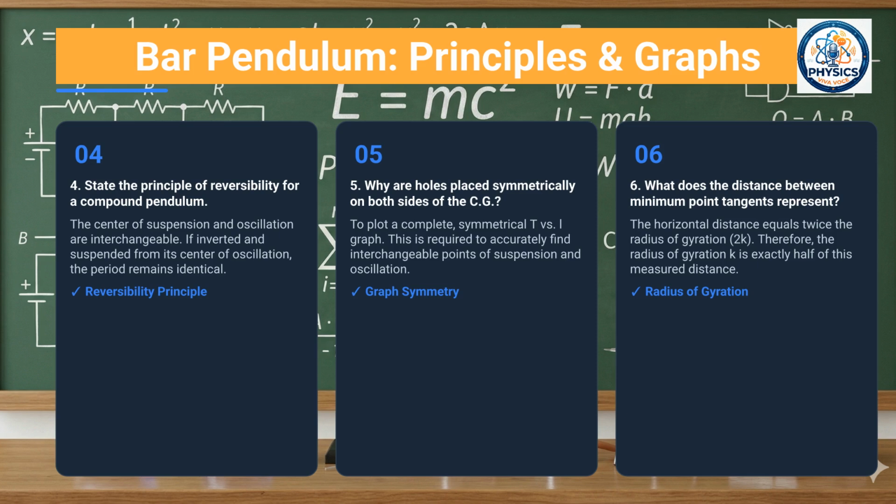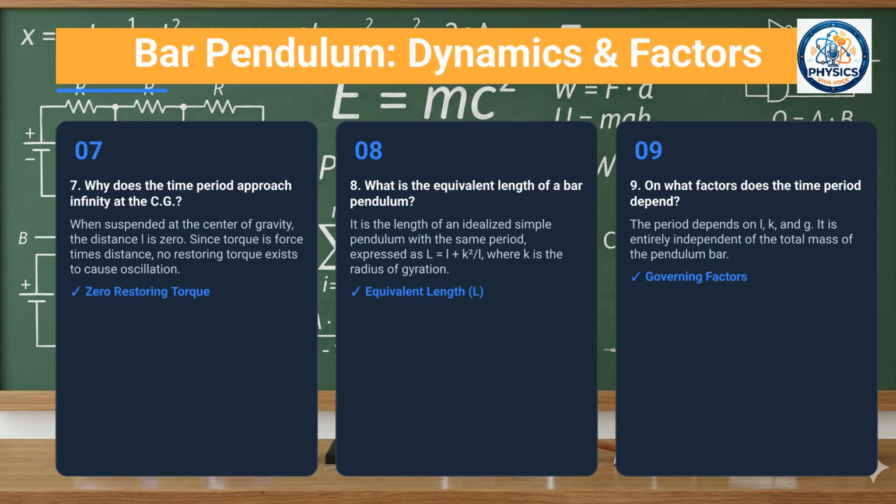Holes are placed symmetrically to plot a complete T versus l graph and find interchangeable points. The distance between minimum point tangents on the graph represents twice the radius of gyration, 2k. The time period approaches infinity at the CG because the suspension distance is 0 and no restoring torque exists.